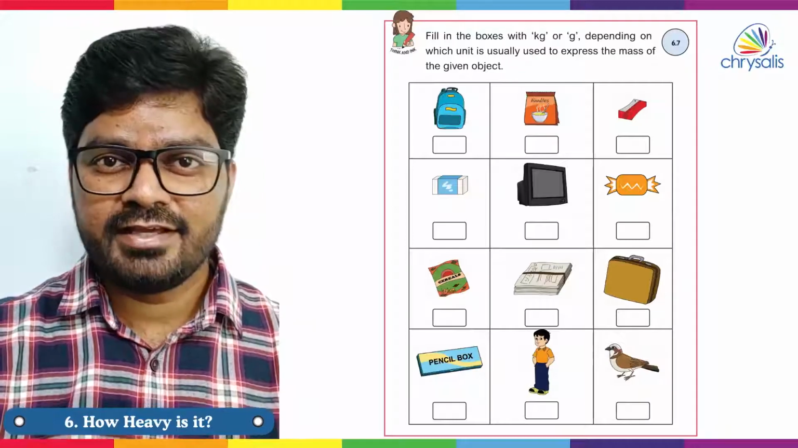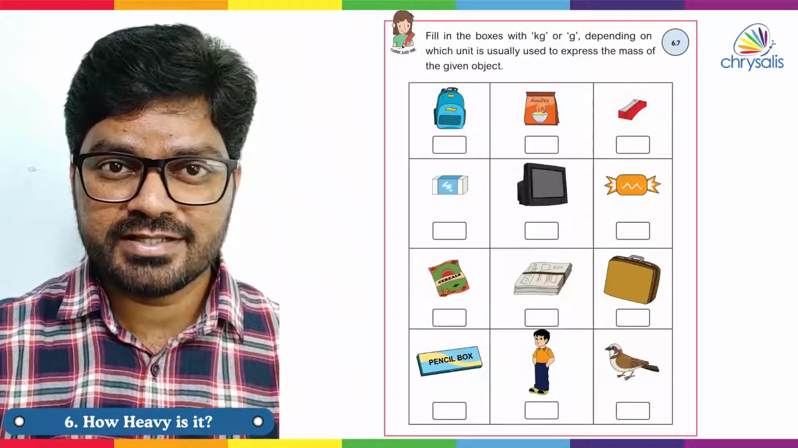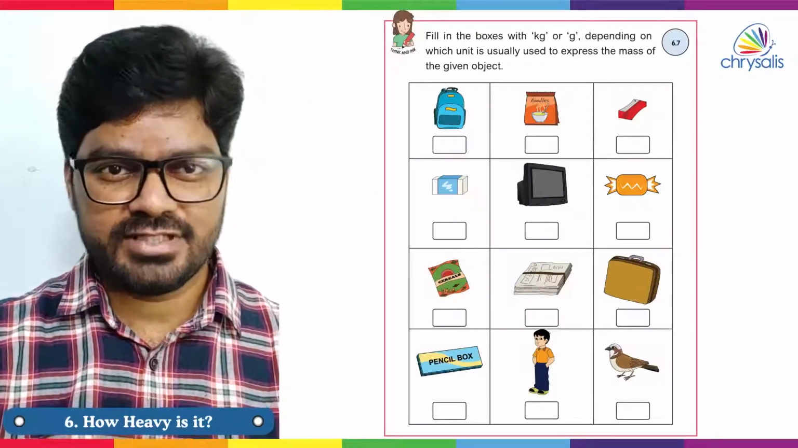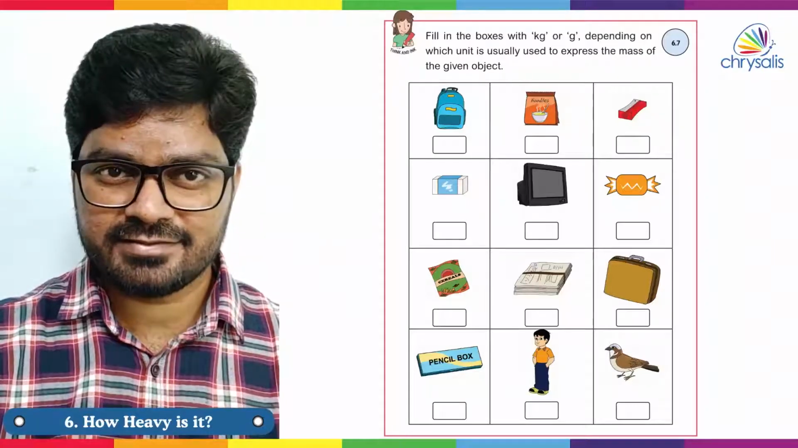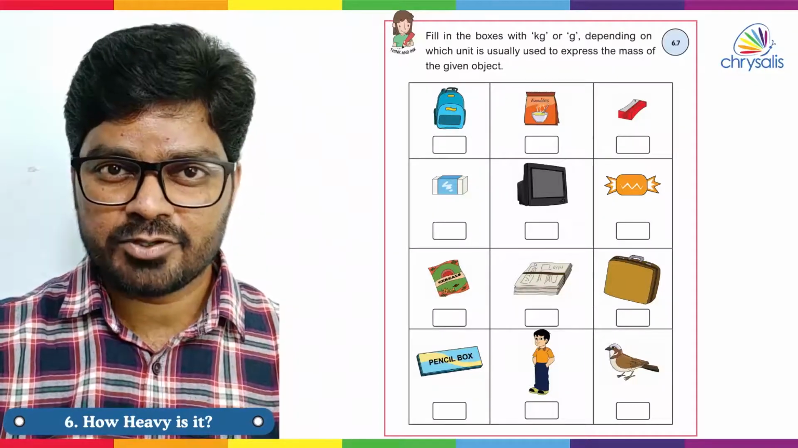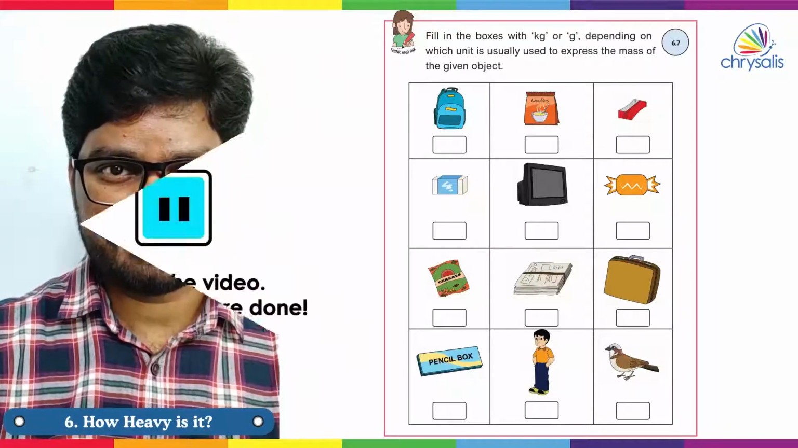In the same way, you need to write which unit you will use to measure each of these objects. You can take 10 minutes to write the answers. Press pause to complete the task. Press play when done.